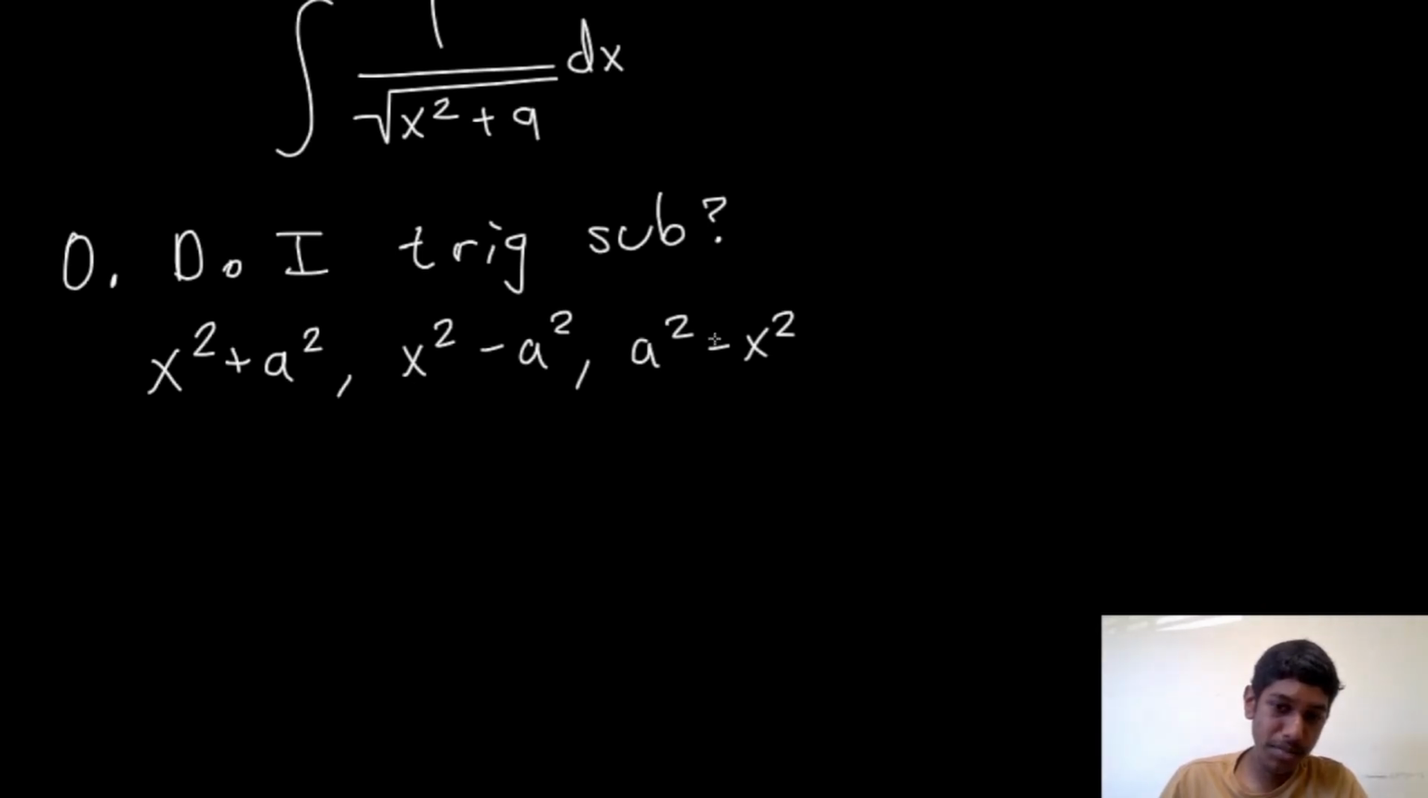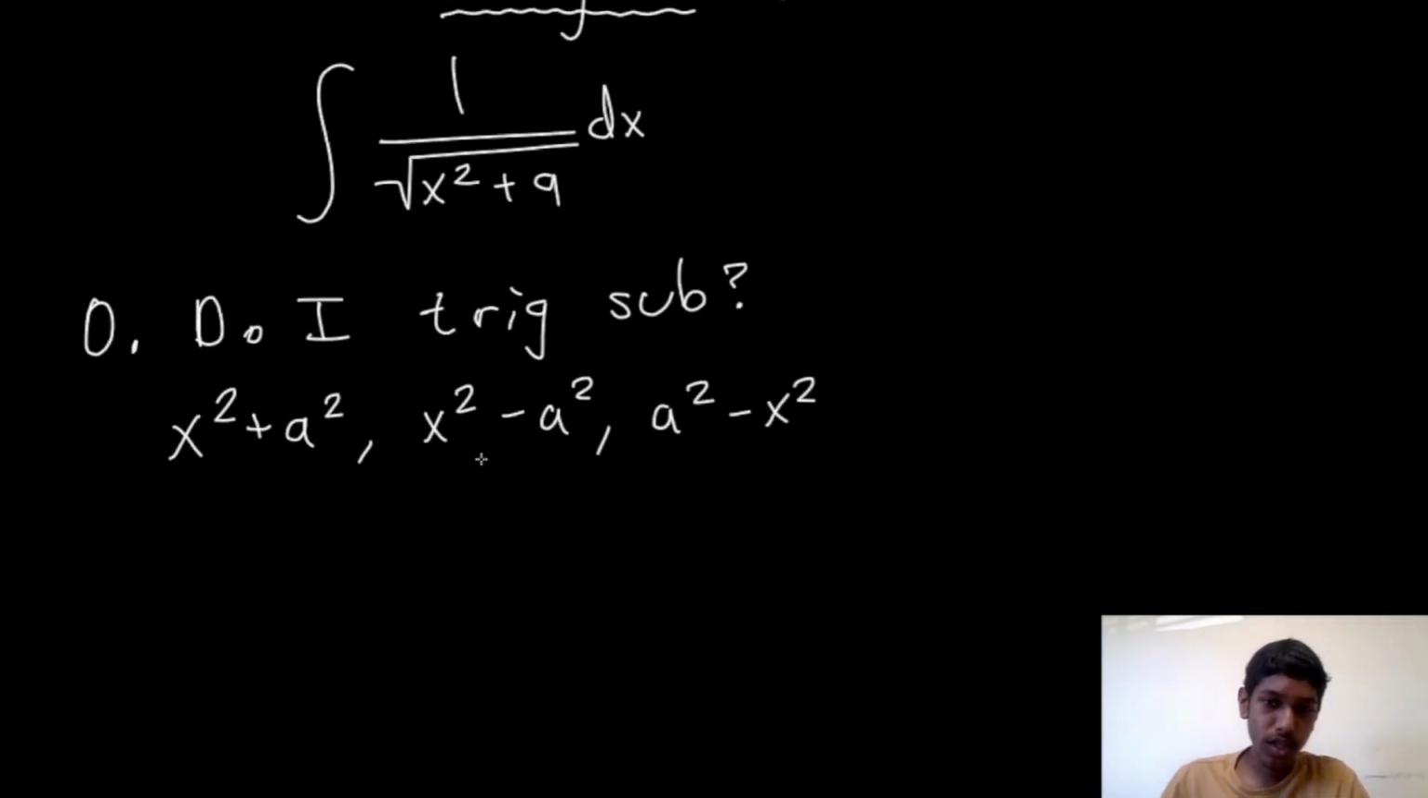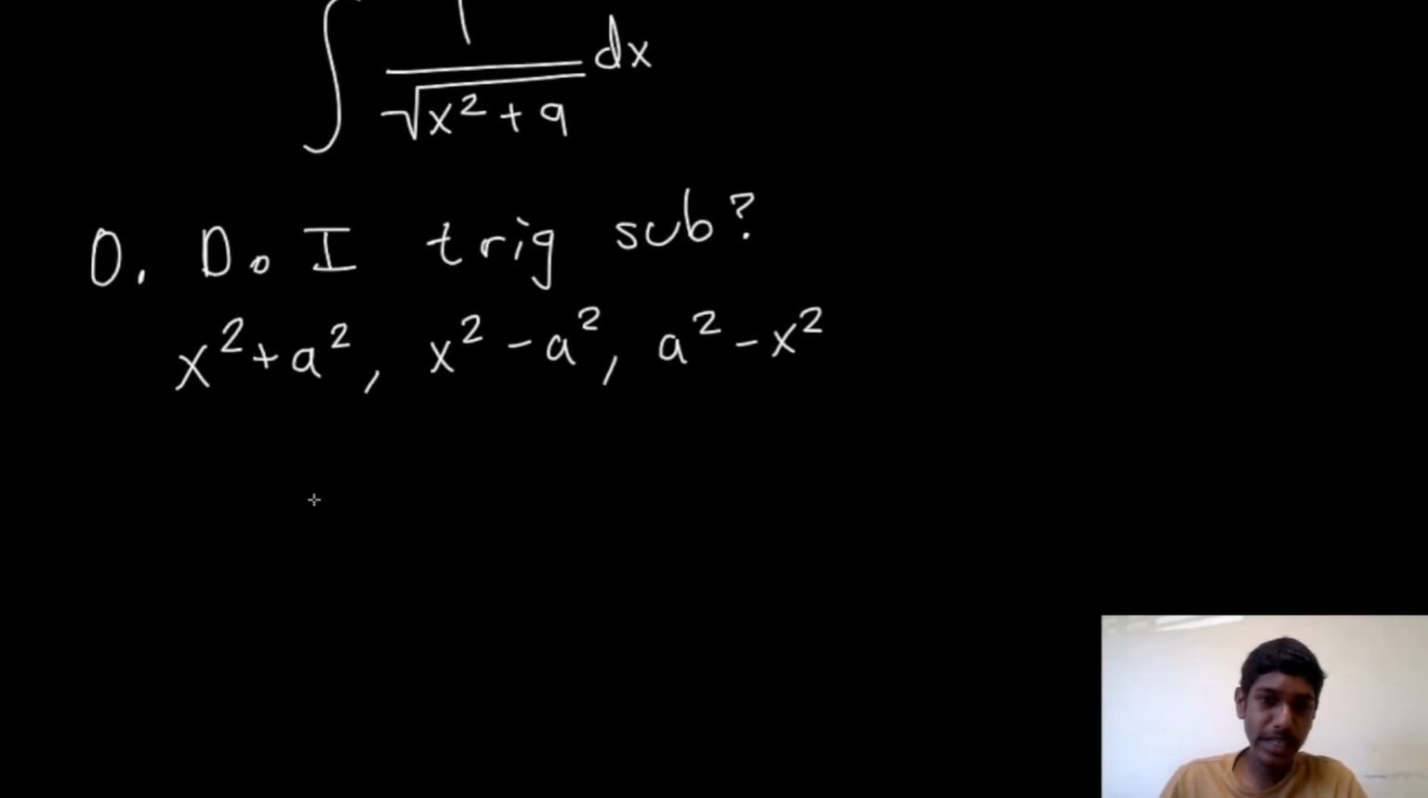So if you see one of these forms, it's an indication that you might be able to use trig sub. A lot of times some of these forms just can't be factored out, so you can't use partial fractions or something like that. So now that you've identified that you may need to use trig sub, the next step would then be to pick a substitution.